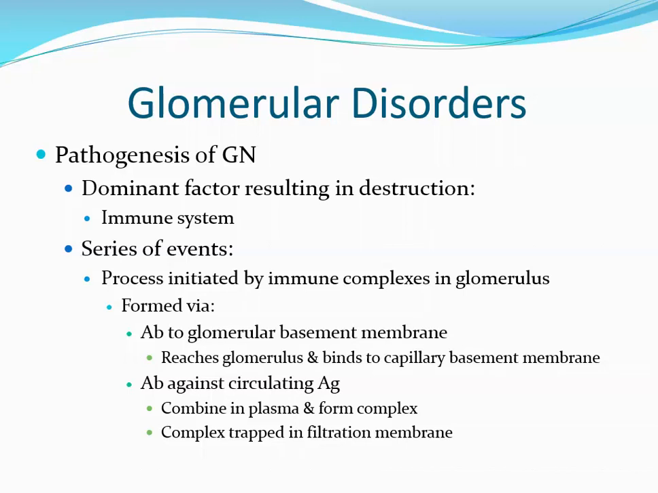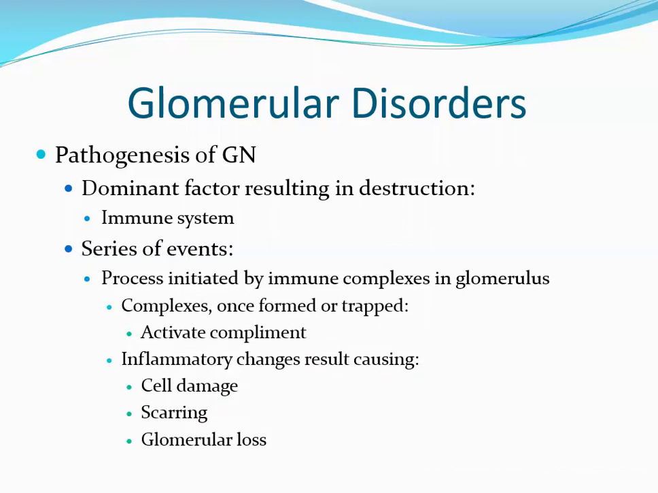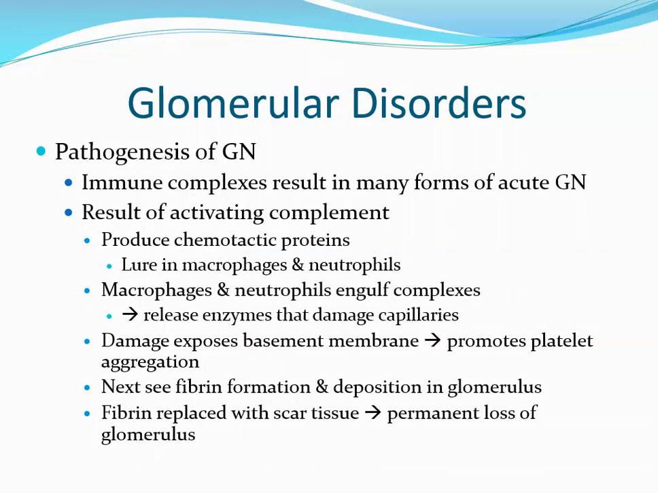The role of the kidney is to filter the blood. When these complexes make it to the kidney, they become trapped in the filtration membrane. These complexes, once formed or trapped, will then activate the complement cascade. This results in inflammatory changes that cause cell damage, scarring, and ultimately glomerular loss. These immune complexes can result in many forms of acute glomerular nephritis.